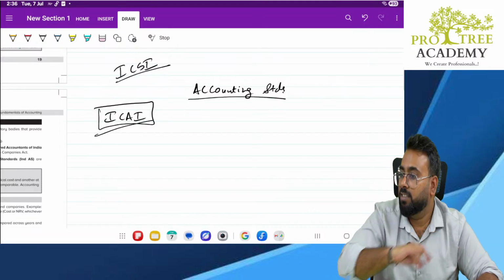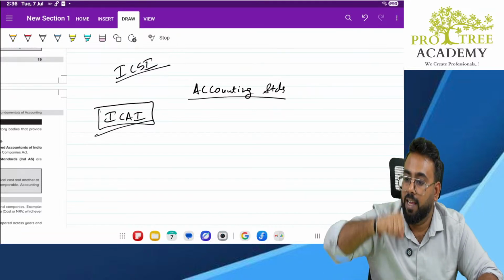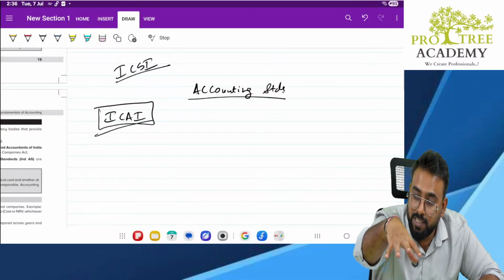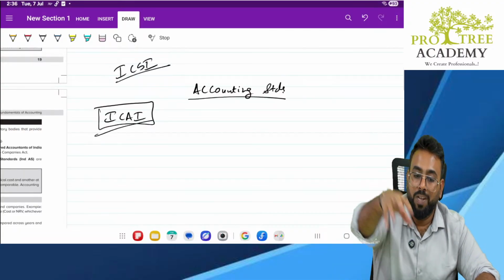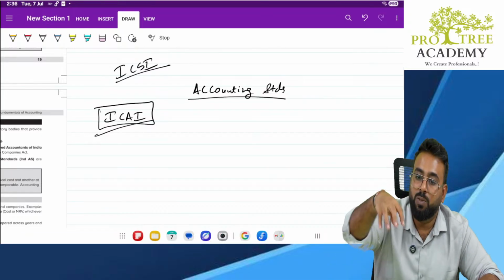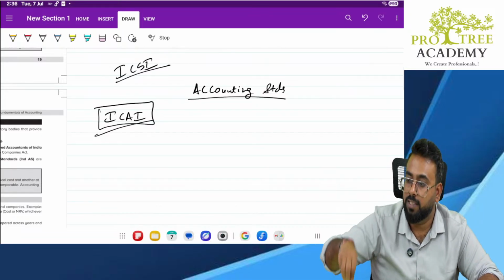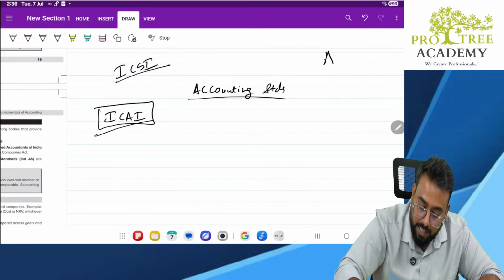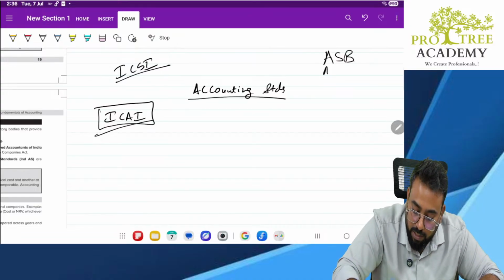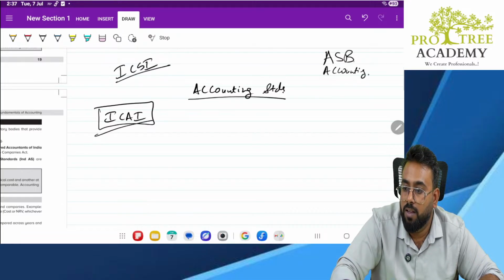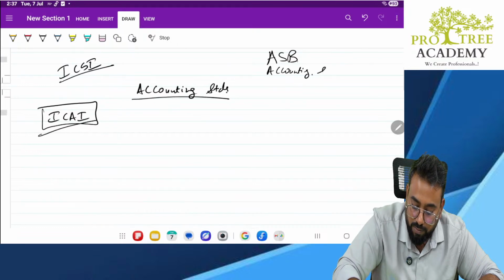So the first thing ICAI does is find out the area where an accounting standard is required, where there is a need for uniformity. Once they identify the area, they give that area to the ASB. What is the full form of ASB? It is nothing but the Accounting Standards Board.